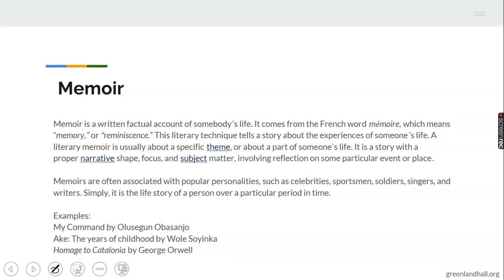Also, we have memoir. A memoir is a well-written, factual account of somebody's life over a period of time. It's someone's life history, someone's story over a period of time. It is what someone has gone through over a time that the person decided to document. So it's not all the events of his or her life, but his or her experience over a time.